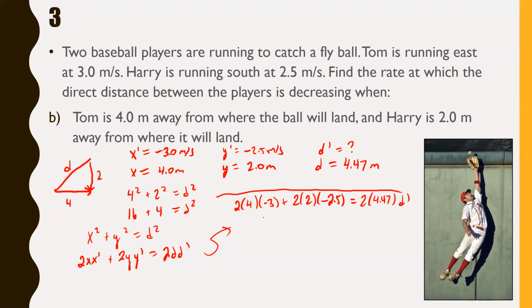Let's add that whole left side together. So 2 times 4 times -3, plus 2 times 2 times -2.5. Oops, I goofed again. I'm clumsy today with my calculator. Hold on, I'm just putting the wrong numbers in or something. Anyway, -34 is what I got. So -34 equals 2 times 4.47 times d prime. So divide by 2 on both sides and then divide by 4.47. And we got d prime equals, to the nearest hundredth, -3.80. And I guess that would be in meters per second.